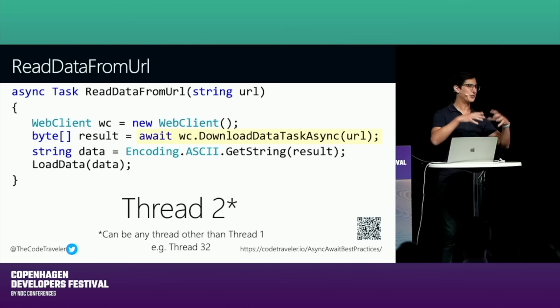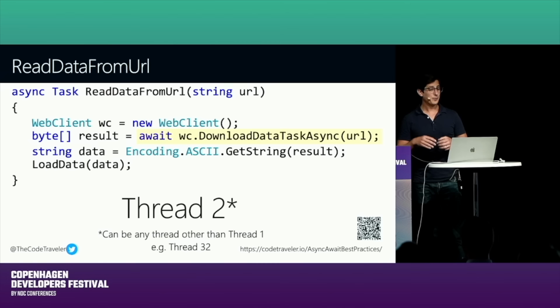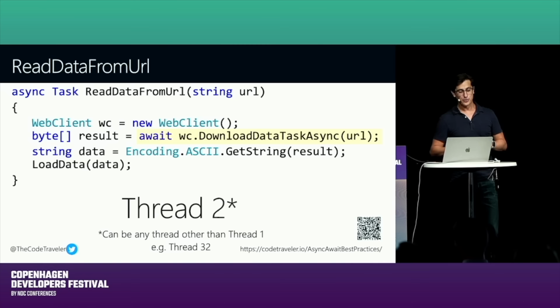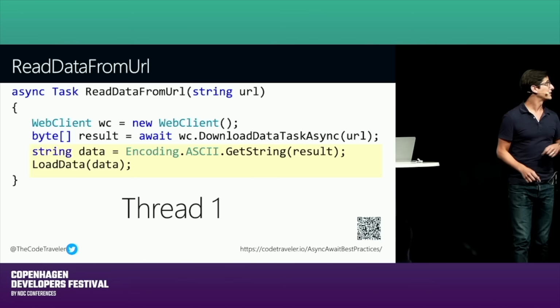It's running download data task async. And then when it finishes, .NET goes back to the calling thread, in this case thread one, and says, hey, thread one, you're back up. So thread one jumps back in, picks up where it left off, and it does the encoding to turn that into a string, and then it jumps into load data.